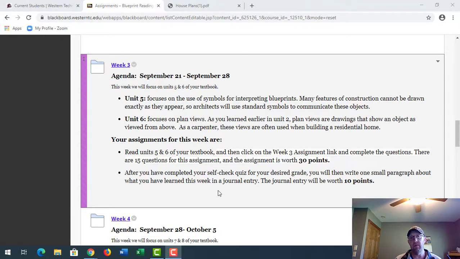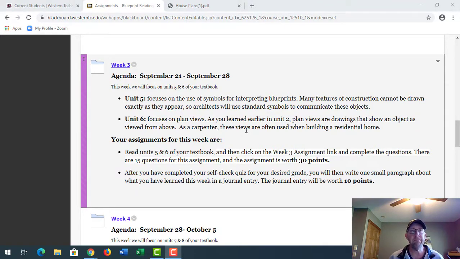On these journal entries, now listen, if you do them and you give me some effort, you're going to get 10 points. This isn't a writing class, so I'm not going to dock you points. Just try to write coherent sentences. Okay.